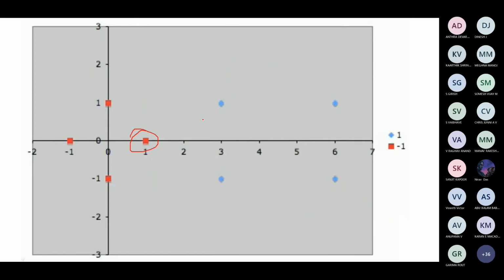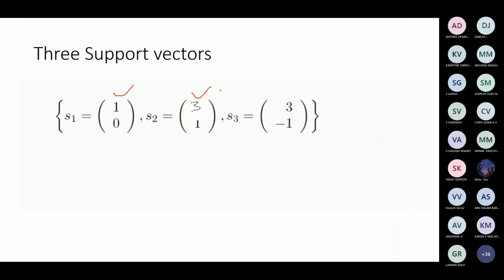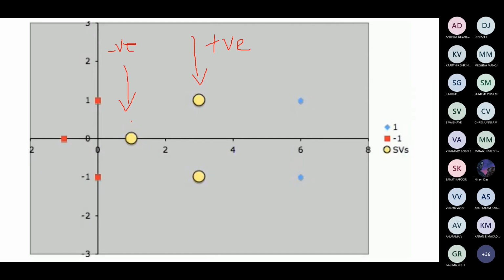So this is one, this is one, and this is one: (1, 0), (3, 1), and (3, -1). So S1, S2, and S3, out of which this is the negative and these two are the positive. Can you see? This is the negative and these two are the positive.